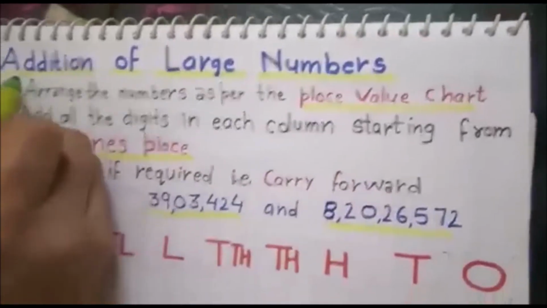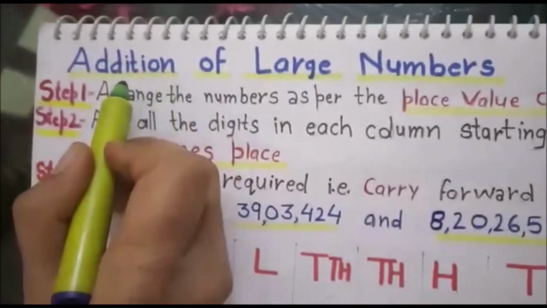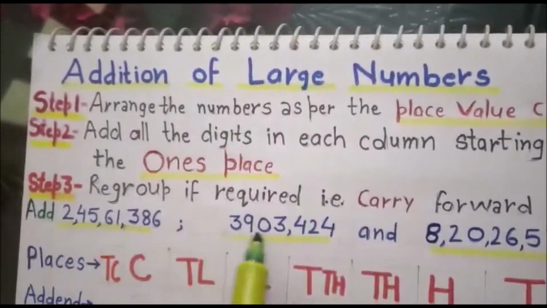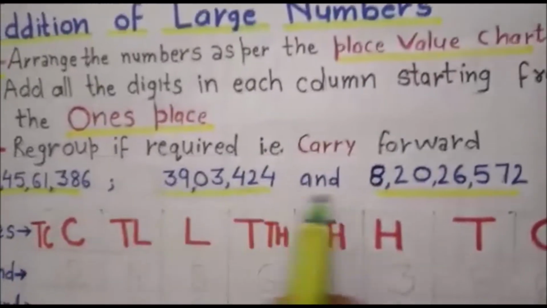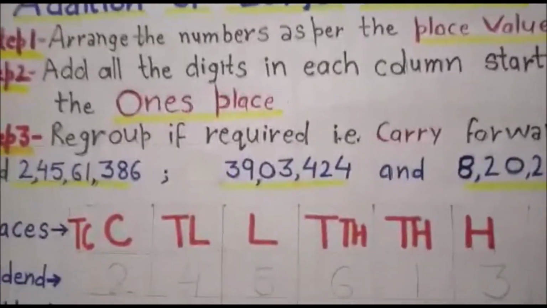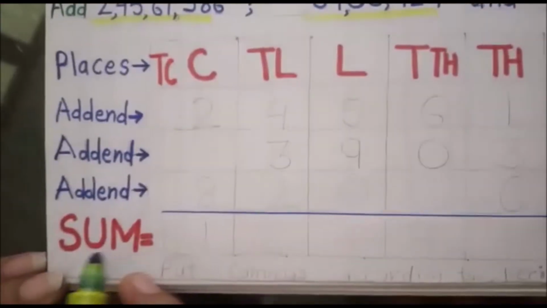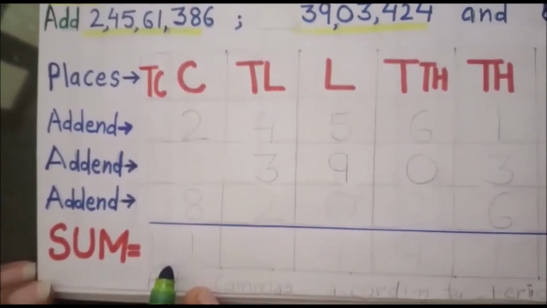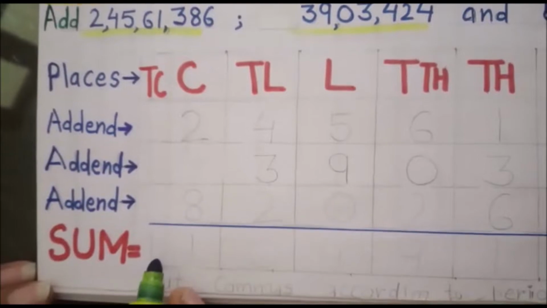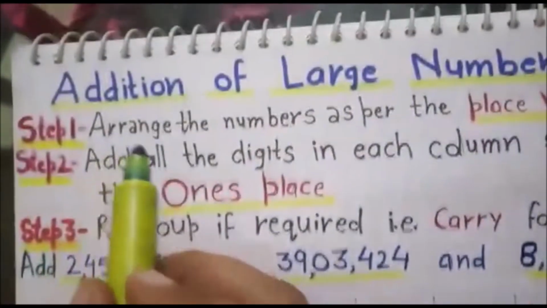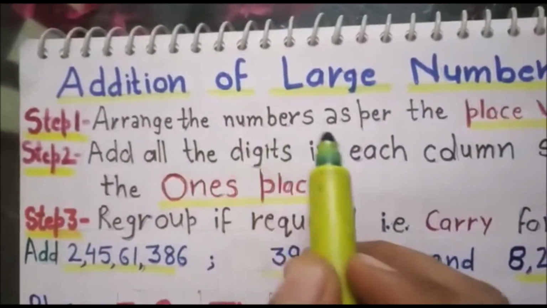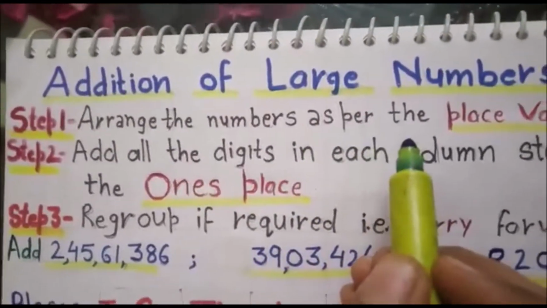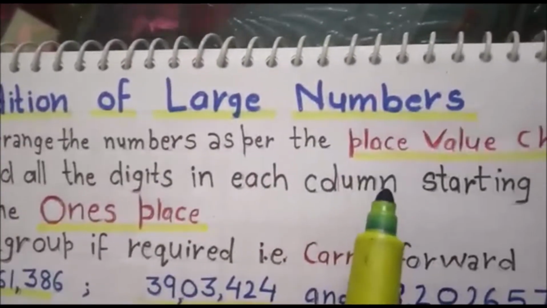Okay, addition of large numbers. While adding numbers, these numbers are called addends, and the answer after addition is called sum. So we will follow the same steps as we did earlier while adding numbers of 5 or 6 digits.